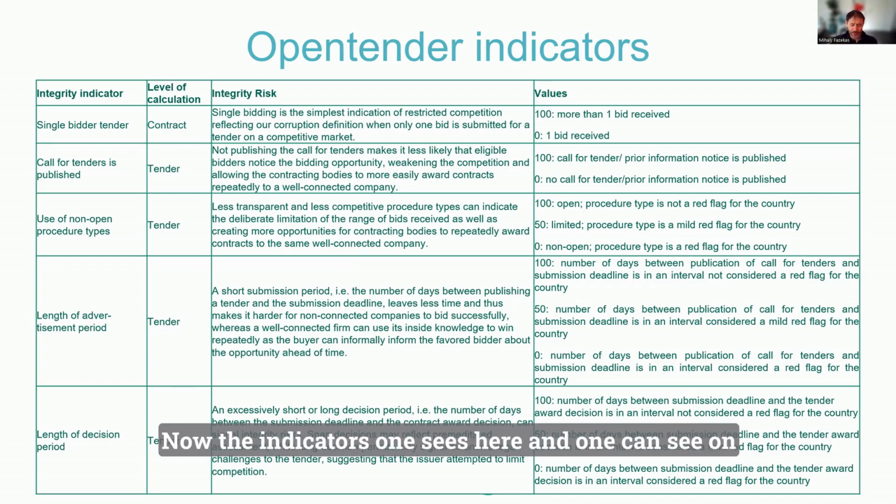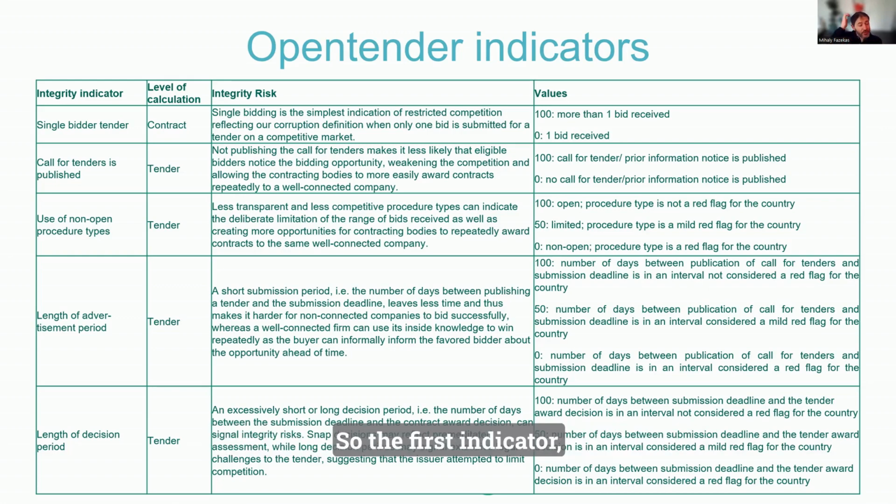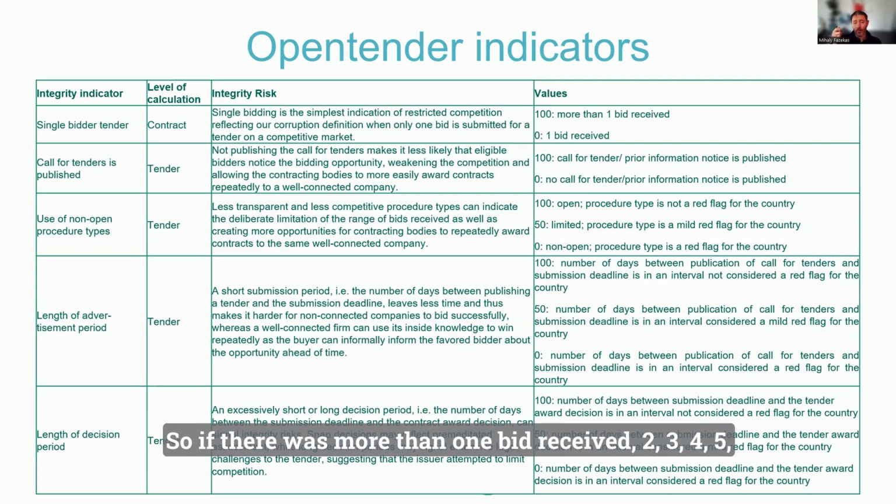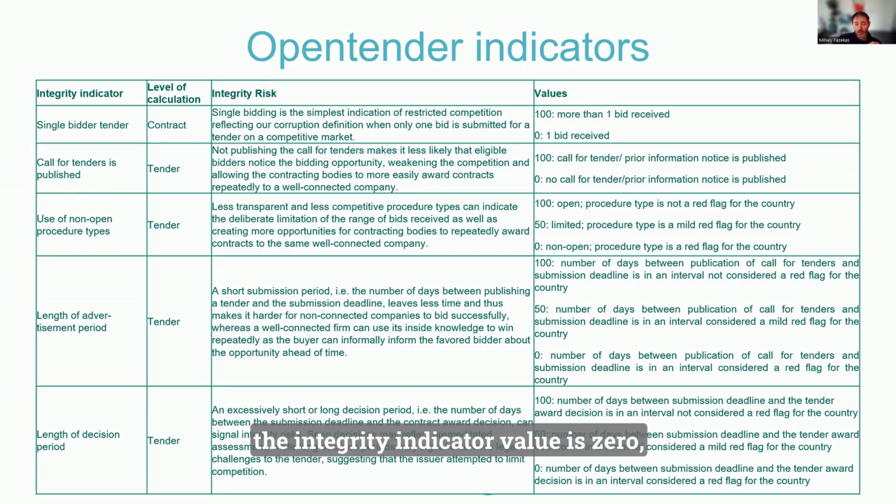Now, the indicators one sees here and one can see on opentender very much follow from Module 1.1. So the schemes, the data, the approximation logic, the estimation logic really follow from that. So the first indicator, unsurprisingly, is single bidder contract. So if there was more than one bid received, 2, 3, 4, 5, the integrity indicator is 100, integrity is high. If there was only one bid received, the integrity indicator value is 0, so integrity is low, corruption risk correspondingly is high.